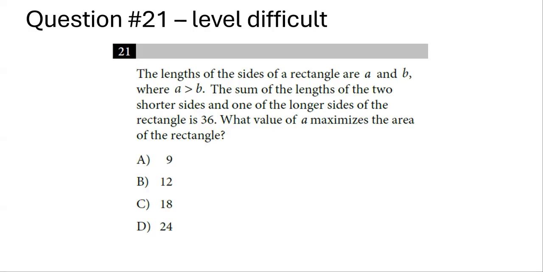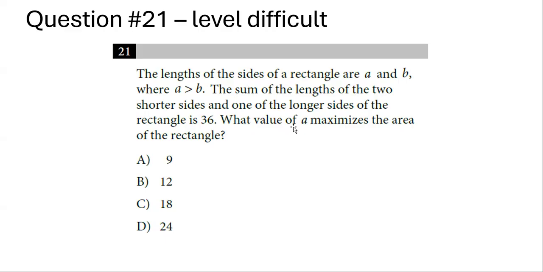Okay, this one, actually, we might have to solve in a little over 1 minute, but I'll teach you how to think through it because otherwise I feel like most students will get stuck. This says the lengths of the sides of a rectangle are A and B, where A is greater than B. The sum of the lengths of the two shortest sides and one of the longest sides of the rectangle is 36. What value of A maximizes the area of the rectangle?